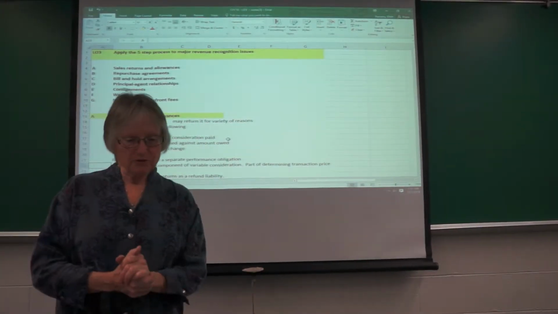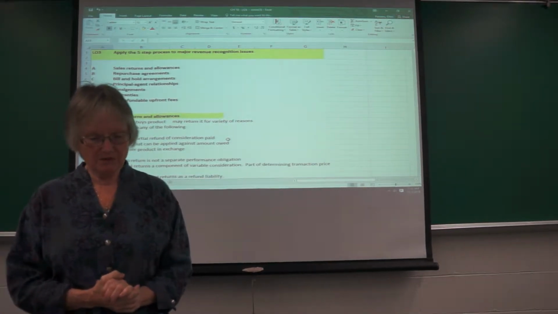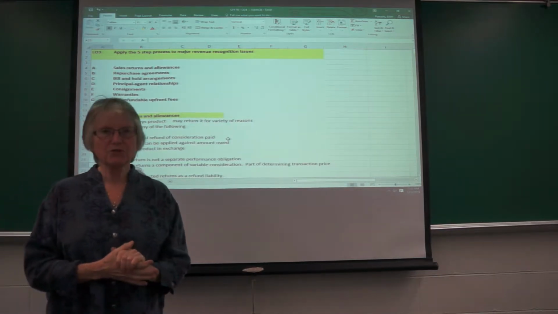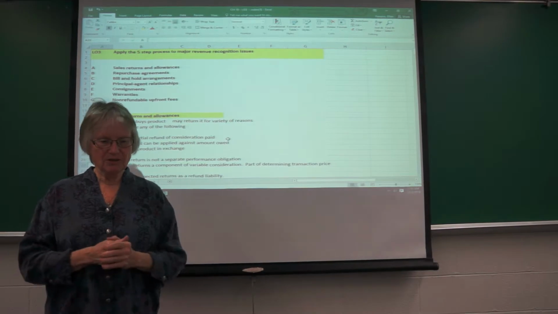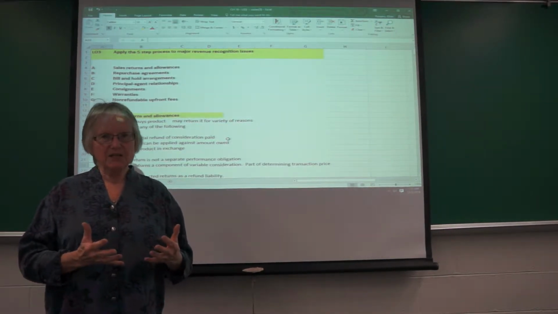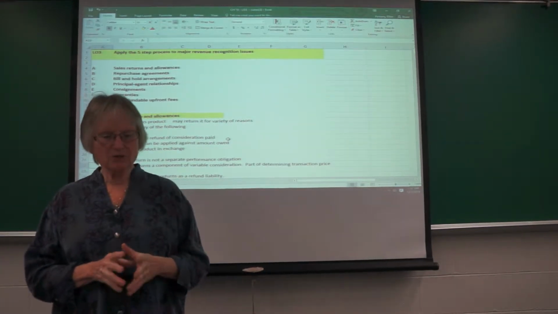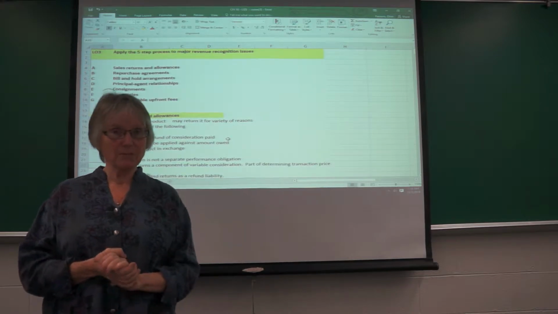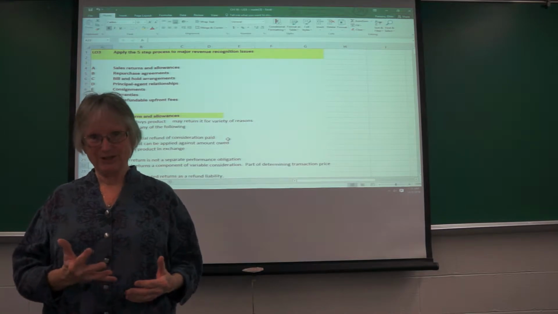So we're at learning objective 3, and we're going to just go through a bunch of revenue recognition issues. The first one, sales returns and allowances. So we all know what a sales return and allowance is, and the update as a result of the new revenue recognition standard is that we have to know that sales returns and allowances are not separate performance obligations, but they are part of determining the transaction price.